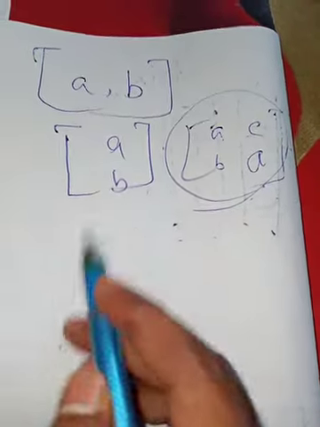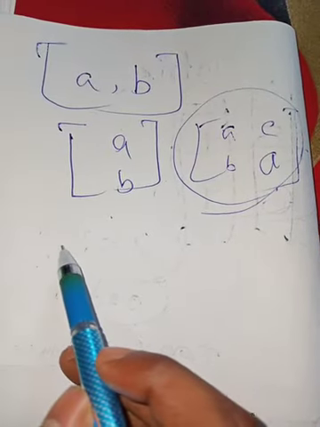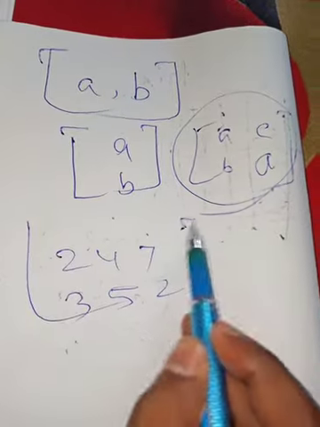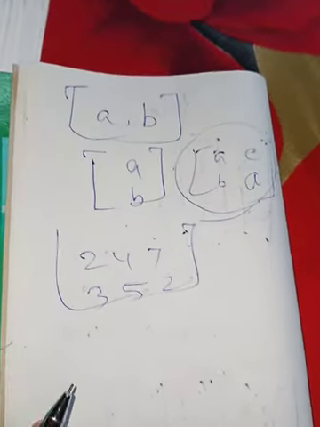Rectangular matrix means the number of columns and the number of rows is different. 2 4 7, 3 5 2. Here there are 2 rows and 3 columns. So this is a rectangular matrix.